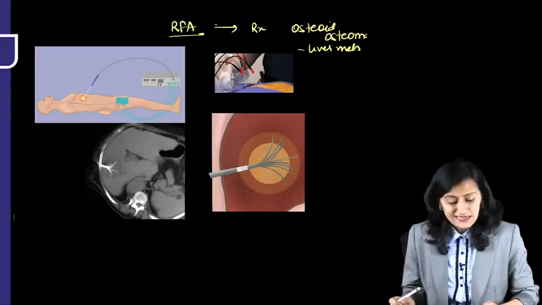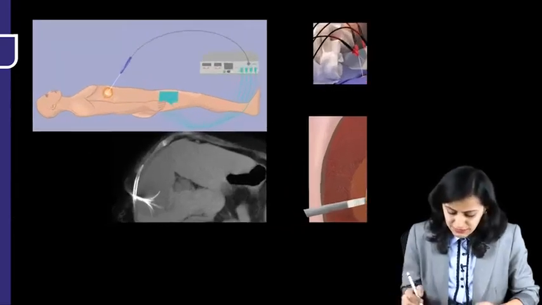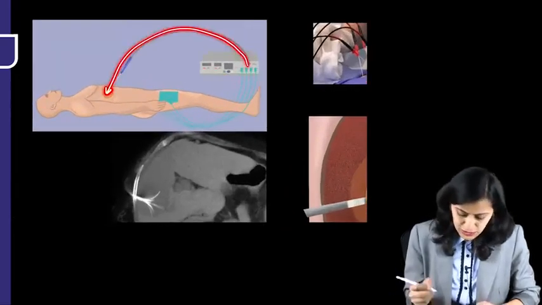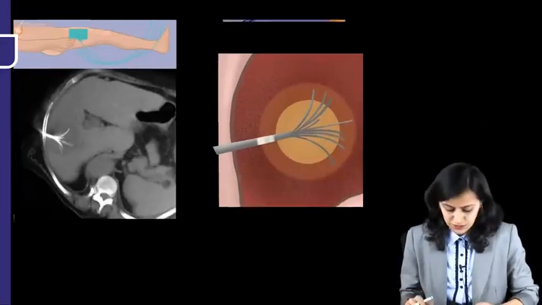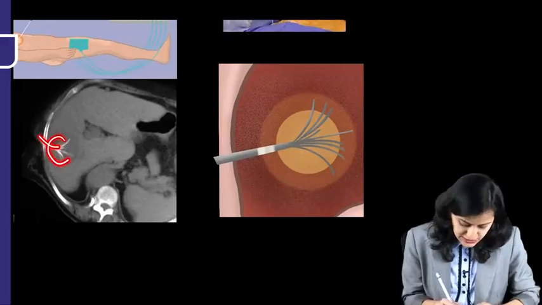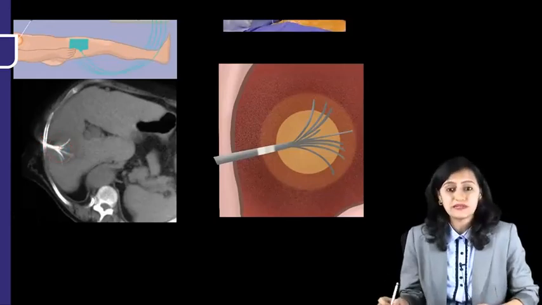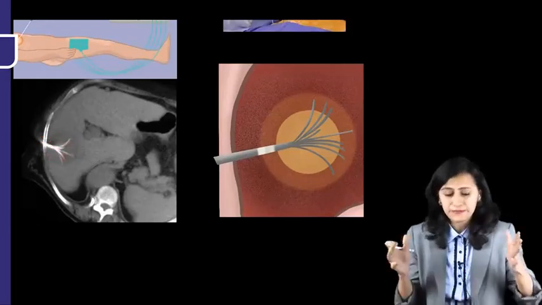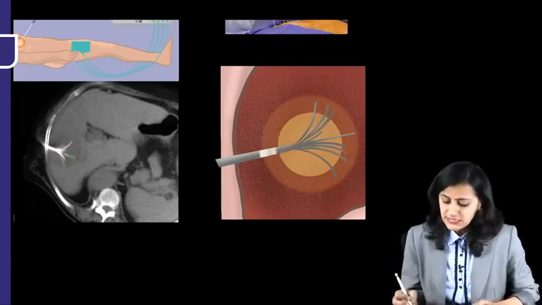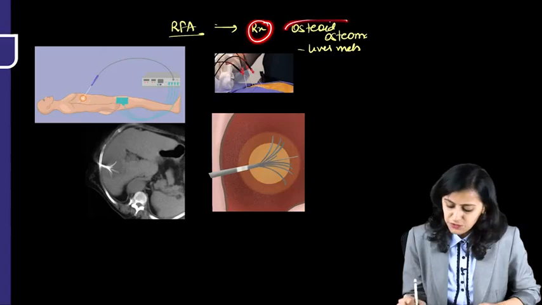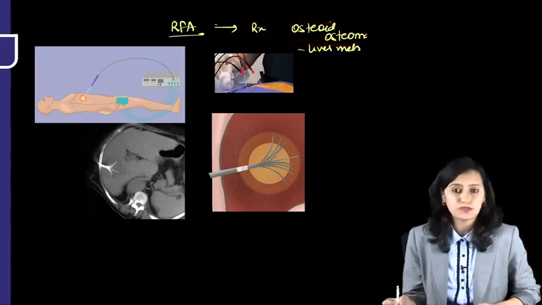Now, what is this machine here? So you see something like electrodes coming into the patient's body. There are those electrodes which are put into the patient's body. The electrode goes into the lesion, like here it is going into the liver lesion, opening like a flower, and then it ablates the lesion by radio frequency. So this is used in treatment of which bone tumor? Osteoid osteoma, also used in liver metastasis.